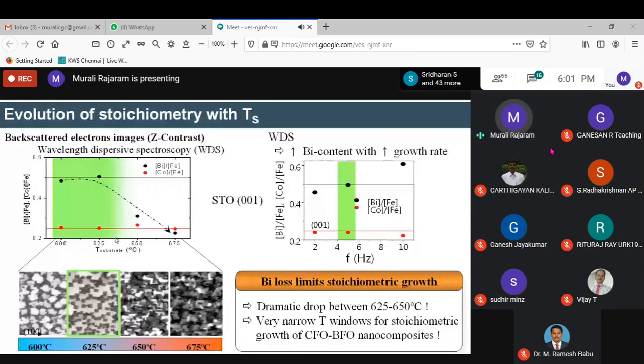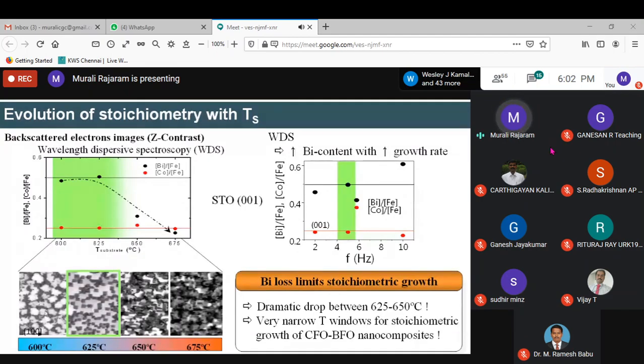This depends on the chamber. Somebody can report around 650, somebody, it depends, 700. So for our chamber, we have optimized that the stoichiometric growth temperature for bismuth ferrite is around 625, and if you go beyond 650, you can clearly see there is a bismuth loss. So this is the backscattered image.